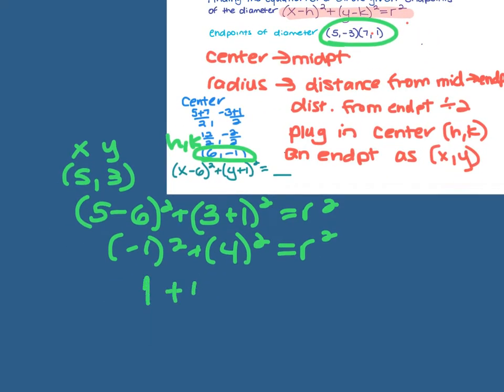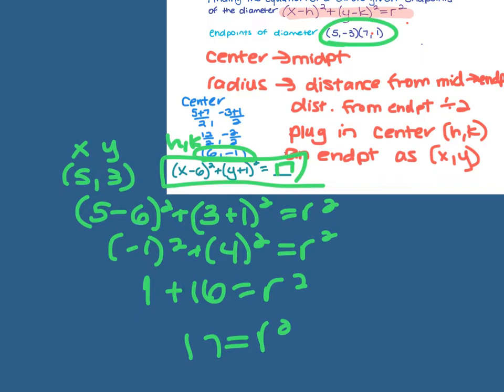And 1 plus 16 equals the radius squared. So the radius squared is 17. And that's what you finish off this equation with. So (x - 6)² + (y + 1)² = 17.